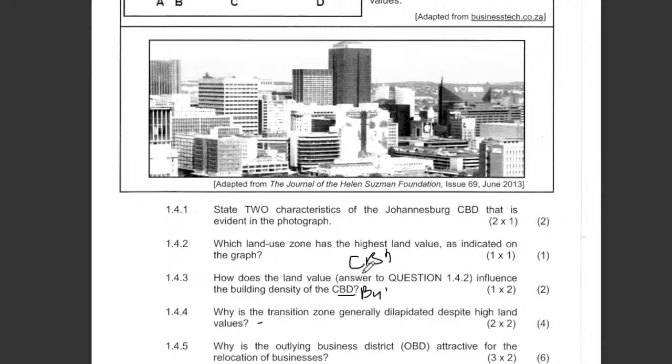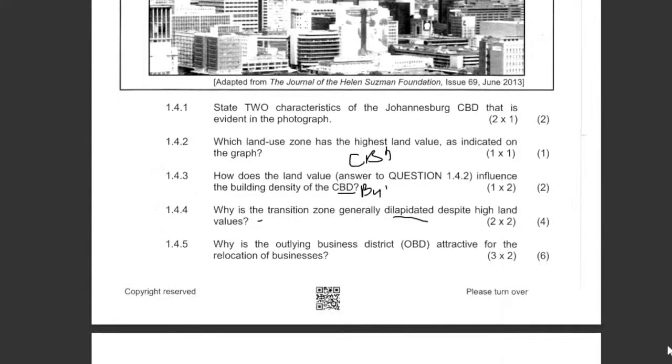Number two, we also look at the fact that the transition zone is accessible. It's a bit accessible, or the pressure that is put on the CBD has resulted in people leaving the CBD and going to the transition zone, which means the increase in population has generally resulted in the buildings being dilapidated, yet the land value is still high. Okay, we proceed to the next one.